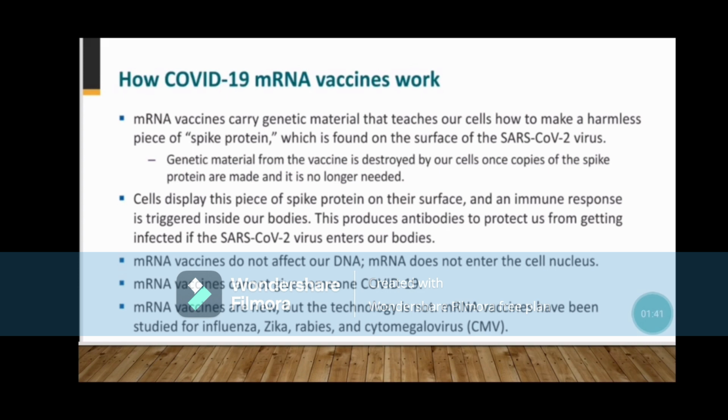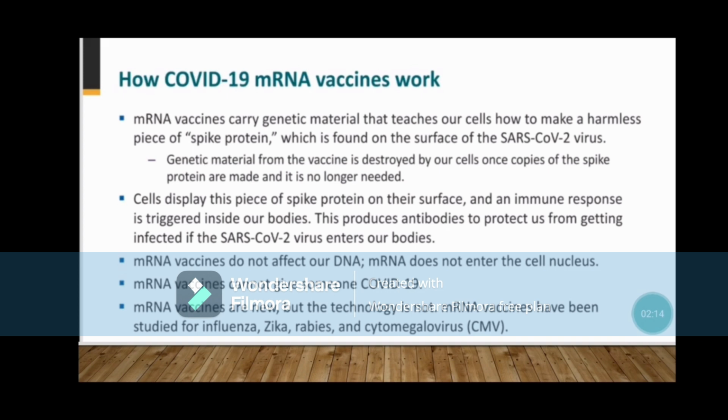Genetic material from the vaccine is destroyed by our cells once copies of the spike protein are made and it is no longer needed. This is the way we have discussed it earlier so many times. Cells display this piece of spike protein on their surface and an immune response is triggered inside our bodies. This is how we got immunity. This produces antibodies to protect us from getting infected if the SARS-CoV-2 virus enters our bodies. So if we are immune to it, we will not get that disease because we have antibodies already present in our body.